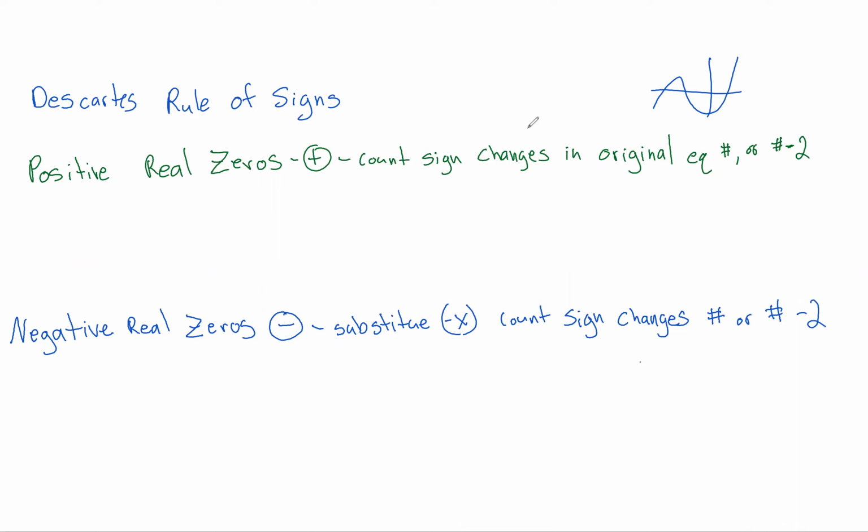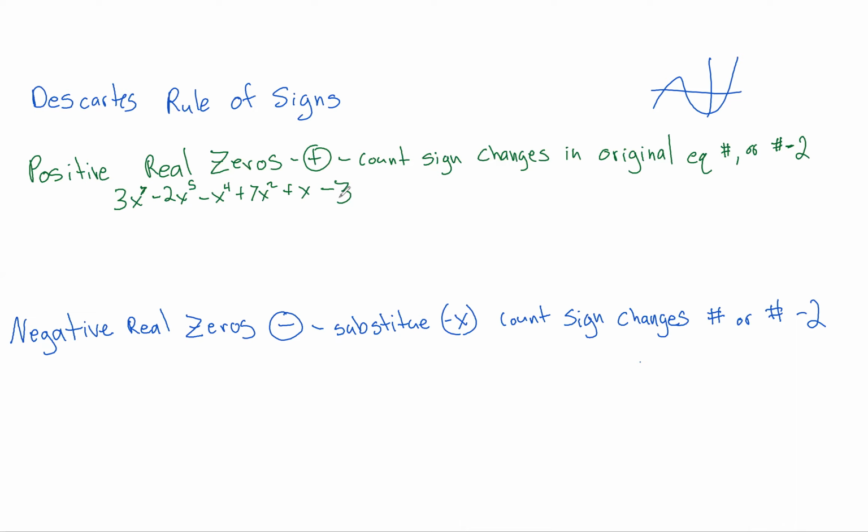We've got 3x to the 7th minus 2x to the 5th minus x to the 4th plus 7x squared plus x minus 3.